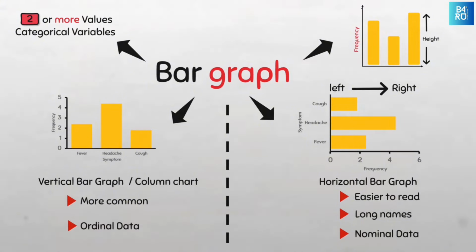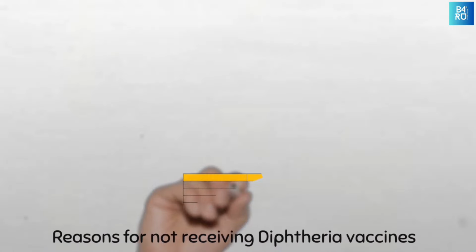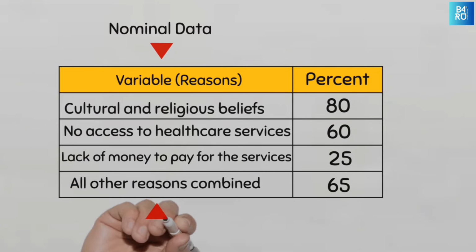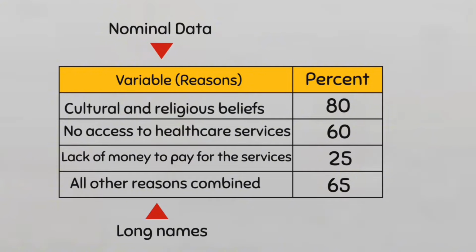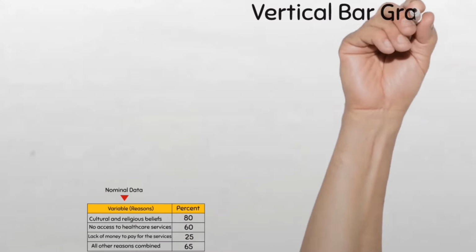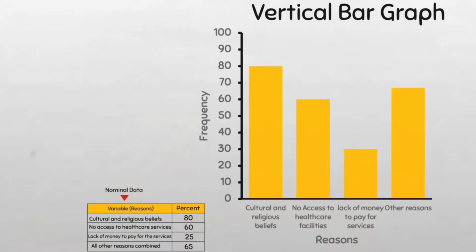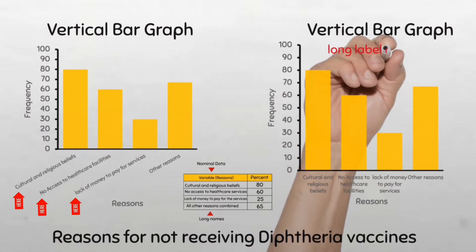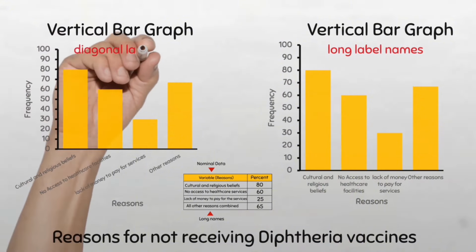So let's look at this example of a categorical variable, reasons for not receiving the diphtheria vaccine. This variable produces nominal data with the categories having long names, and we can see the corresponding percentages for each category. If we wanted to represent this using a vertical bar chart, we would have had to put the long category labels like this, where there is not much space at the bottom, or we may have even seen people putting the long categorical labels diagonally like this. So we have long labels here and diagonal labels here.